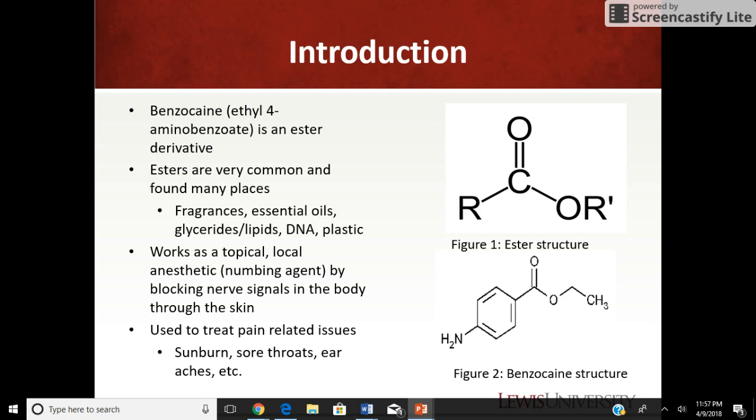Benzocaine works as a topical agent. It's a local anesthetic, and it numbs the immediate area on the skin by blocking the nerve signals. Therefore, it's used to treat pain-related issues like sunburn, sore throats, earaches, and a lot of others. In figure 2 on the right, you can see the actual structure of benzocaine. You can see the amine group, the aromatic ring, and the ester itself.